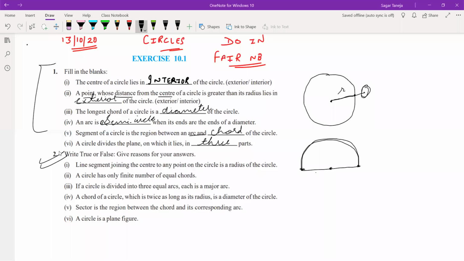Now going to true and false. So let us discuss this. I have written all the answers, but still we should discuss whether you know or you don't know.